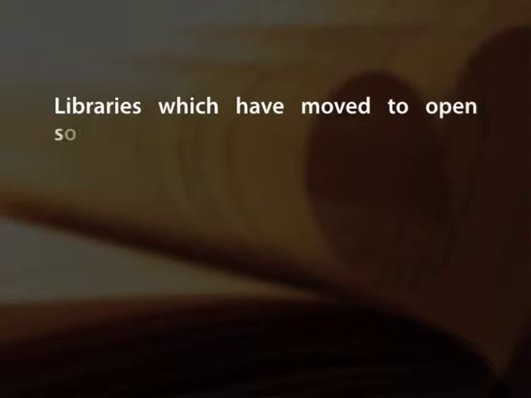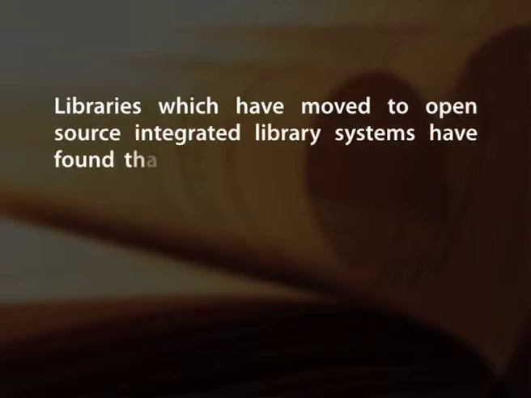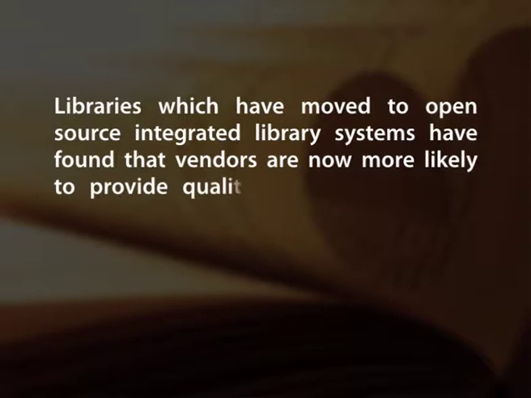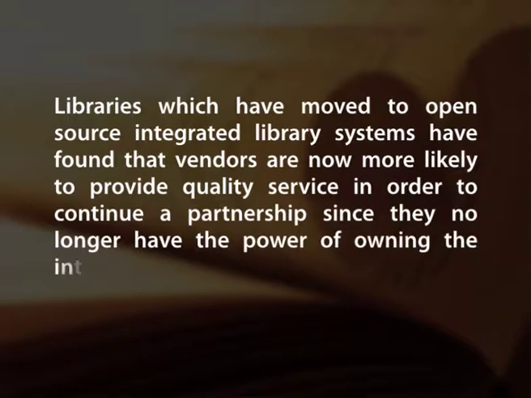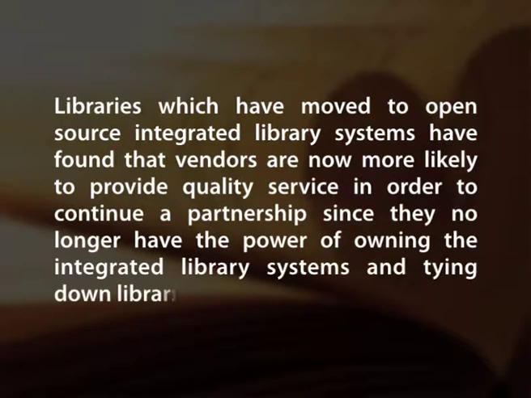Libraries which have moved to open source integrated library systems have found that vendors are now more likely to provide quality service in order to continue a partnership, since they no longer have the power of owning the integrated library systems and tying down libraries to strict contracts. The use of cloud-based library management systems has increased drastically since the rise of cloud technology. Some common management systems include Libramatic, Aura Software, and Librarica. Many modern cloud-based solutions allowed automated cataloging by scanning a book's ISBN.